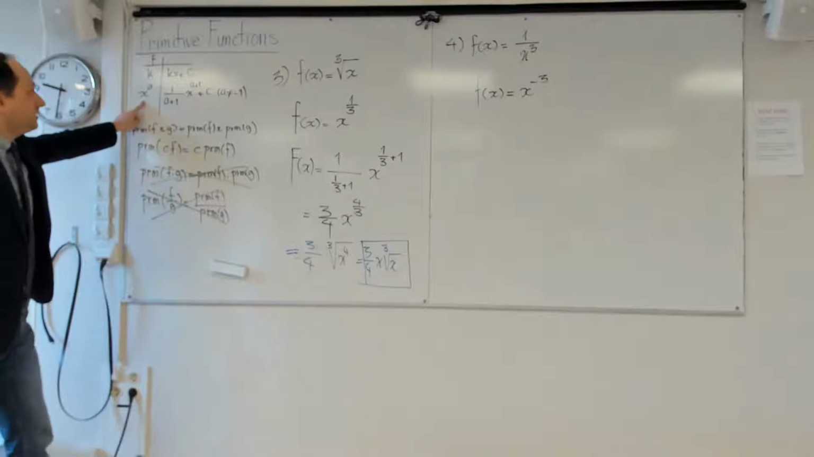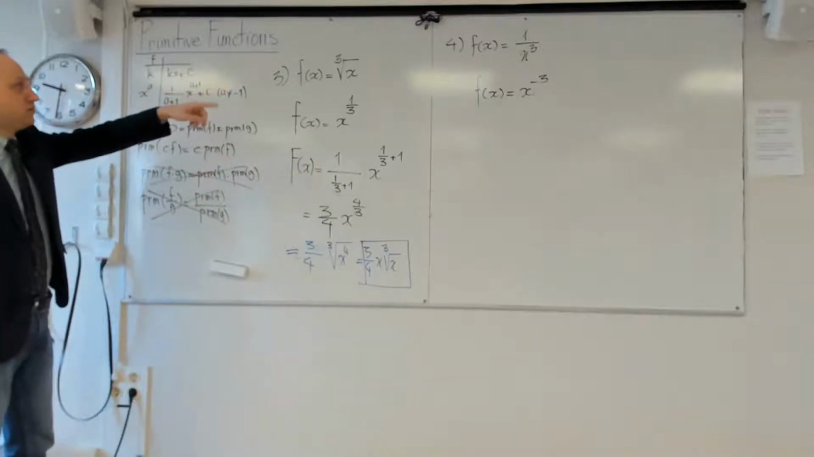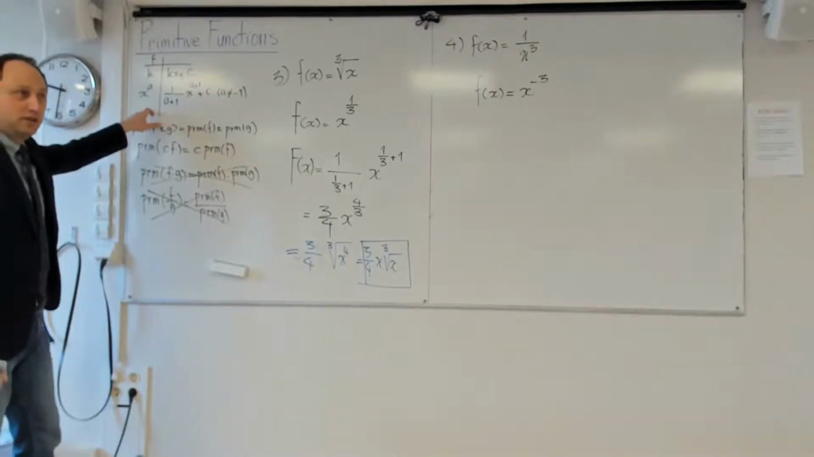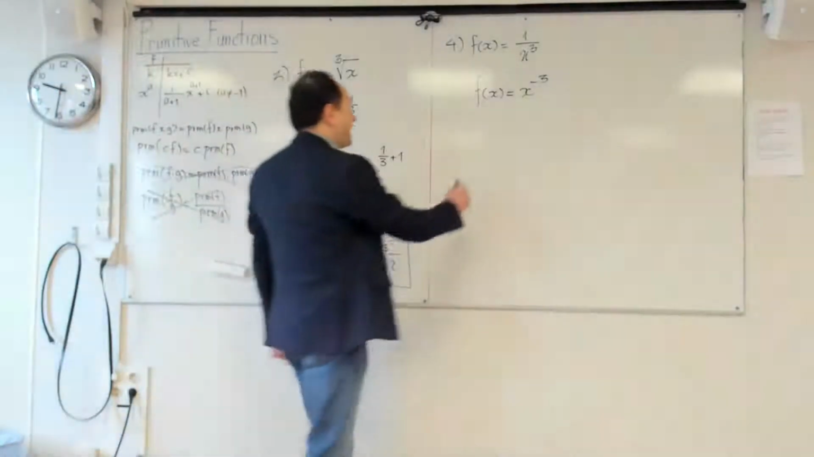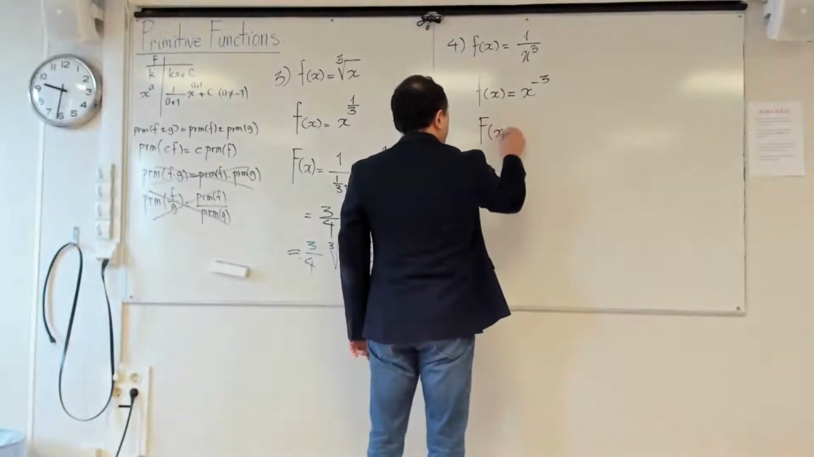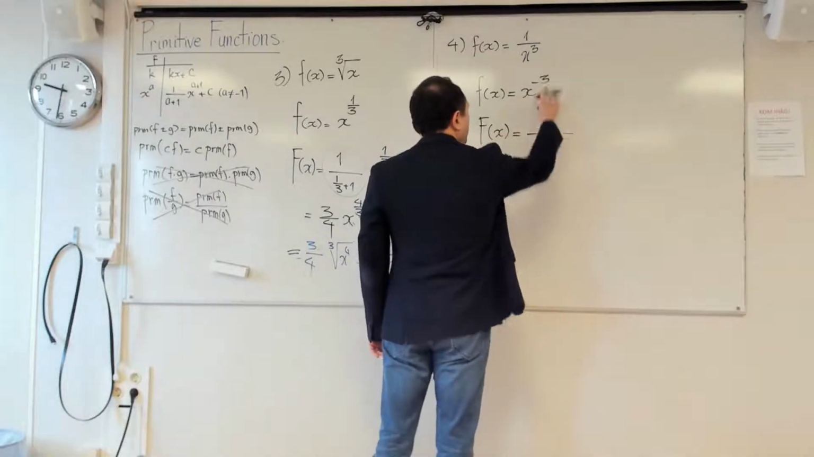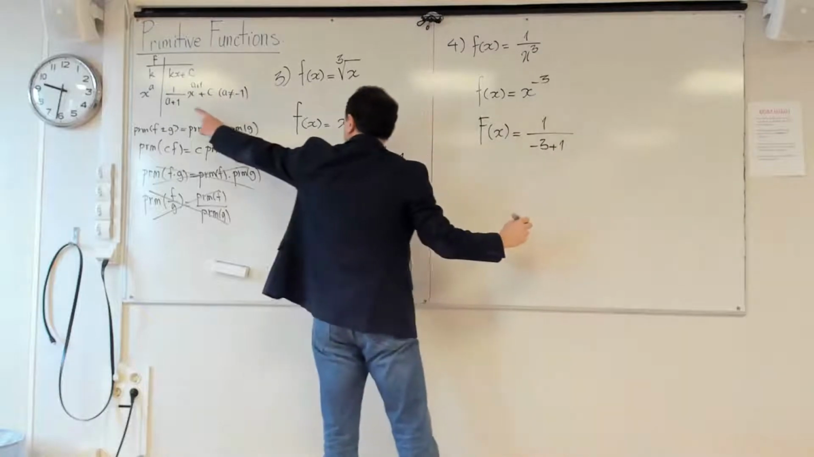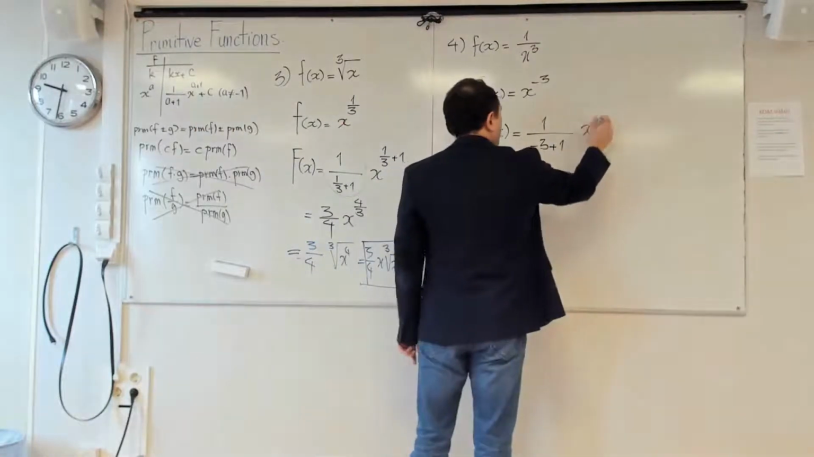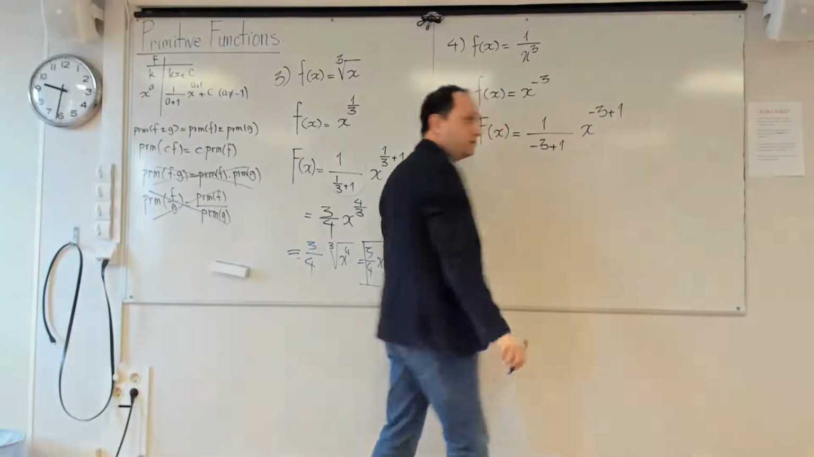Yes. So what is a here in this problem? Minus 3. Is minus 3 safe for this formula? Yes, because it's not minus 1. So I can use that. So what happens? The capital F. Just be patient a little bit. 1 over, this is your a, plus 1. Look here. A plus 1. And x to the power of minus 3 plus 1.